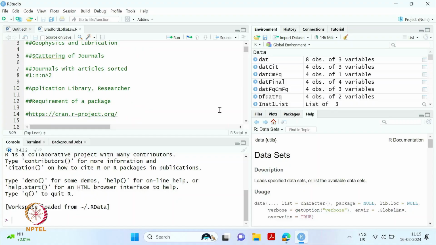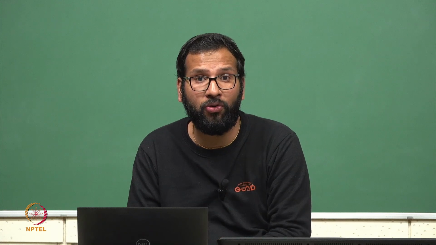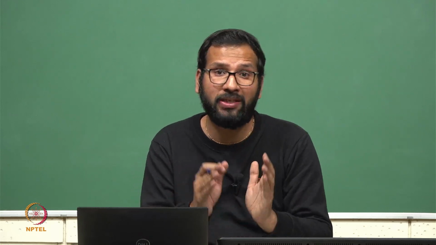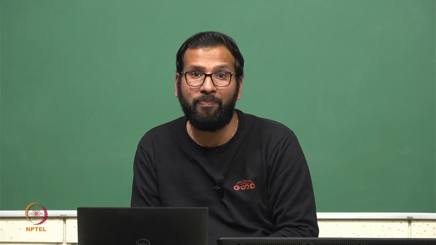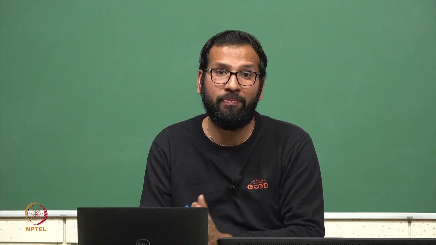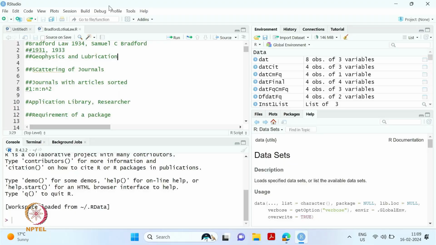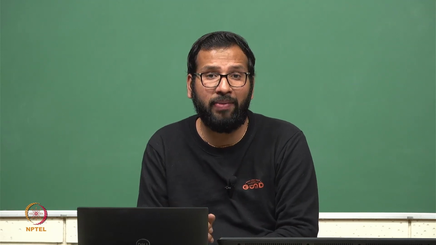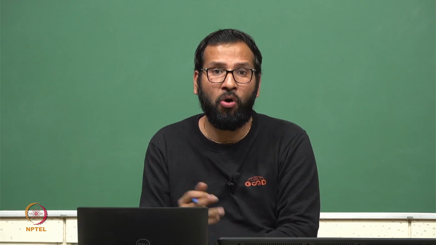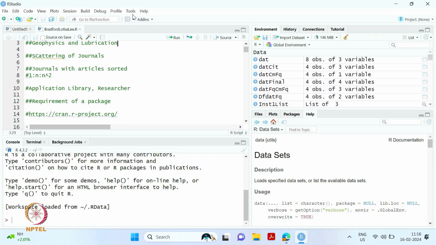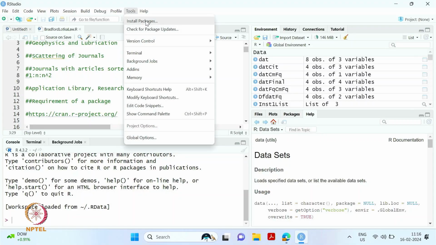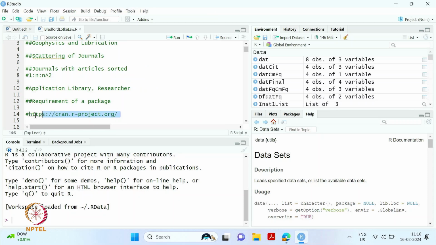For doing Bradford law, we need a package because we have seen that a lot of calculation has to be done. There are no inbuilt functions to do this kind of computation, but we have some packages. That package is bibliometrics. If you don't have the package, you can install it. How will we install the package? Either by calling the command install.packages and writing the name of the package within the brackets, or by going to the GUI tools and installing the package. Also we can search for this package on this URL.